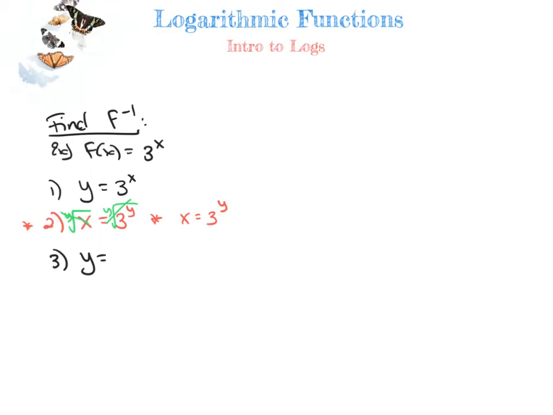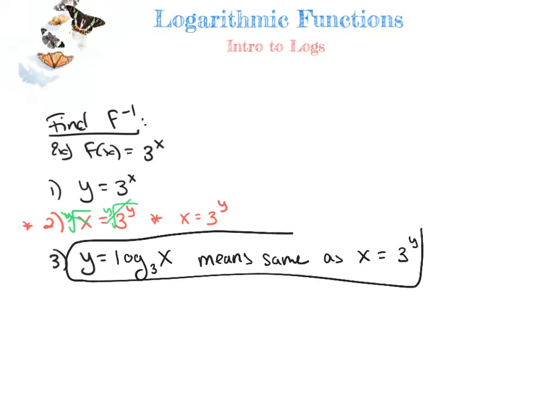Now, the 2 mathematicians that we can credit with coming up with this were John Napier first, and then Leonhard Euler. And they used the notation y equals log base 3 of x to mean the same thing as x equals 3 to the y. So the inverse function for 3 to the x power we write as log base 3 of x.